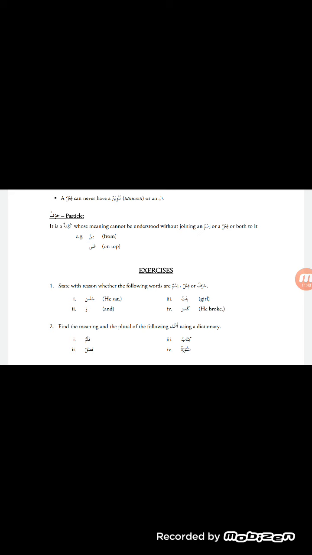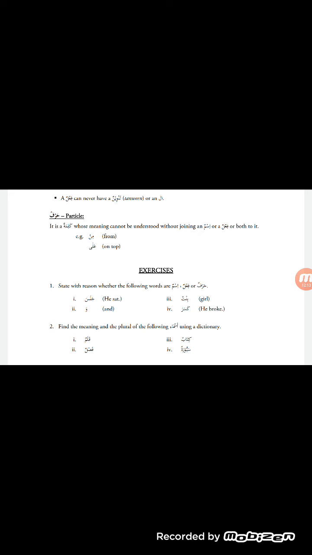For example, min. If I say min, from, you will ask me, from where? What do you want to say? No, the meaning is not clear. But when I say kharaja min al-masjidi, I exited from the mosque. If I add kharaja, the fi'l, before min, now you will understand that I exited from.